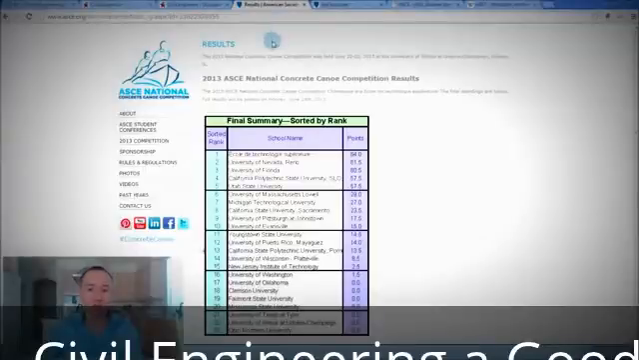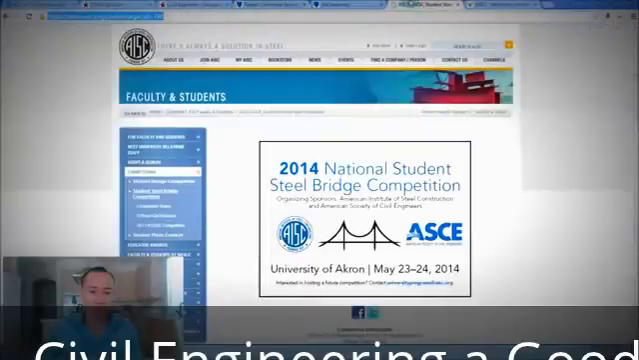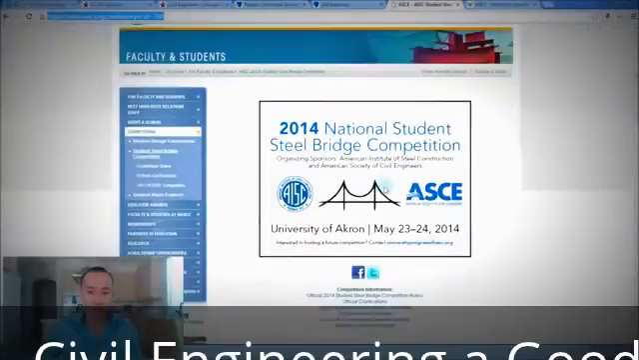The next thing I want to say is, how could you be a successful civil engineer? You have to compete in some kind of engineering competition. I personally recommend either the National Concrete Canoe Competition or the Steel Bridge Competition, which are both hosted by ASCE, the American Society of Civil Engineers. Here's the website for the canoe competition, and here's the one for Steel Bridge.